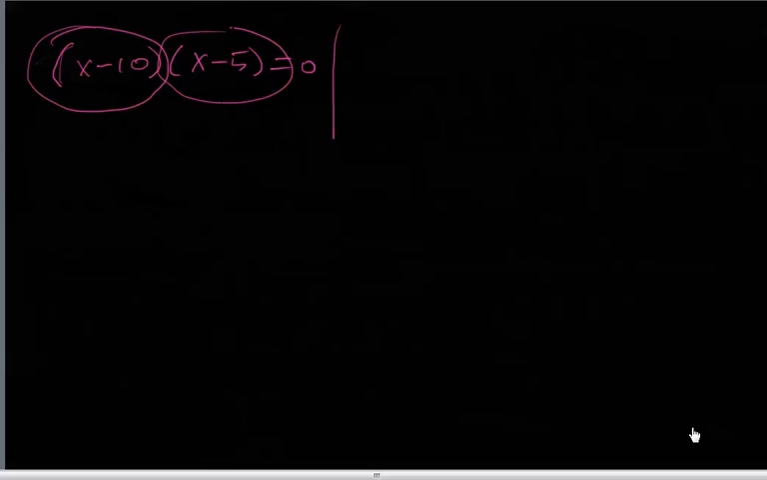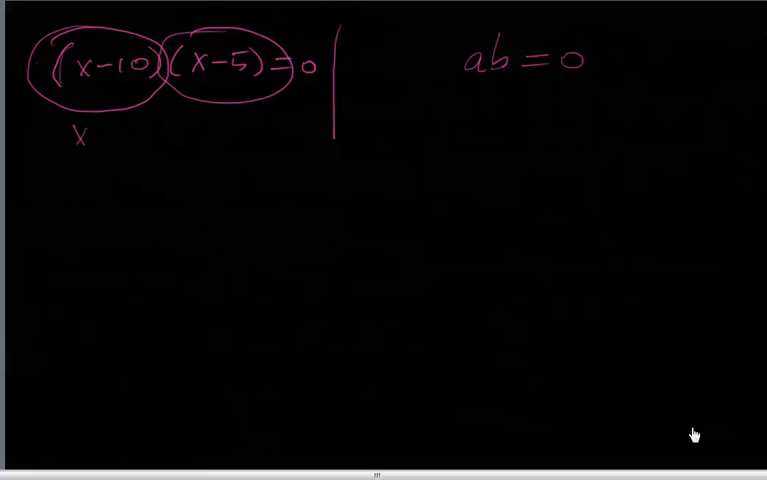Here's one factor, here's another factor. Now the only time you can get the product of two factors to be 0 is if one or both of those factors are 0. Think about that. If you have two numbers whose product is 0, think about your times tables. The only way you're going to get a 0 is if one or both of these are 0.